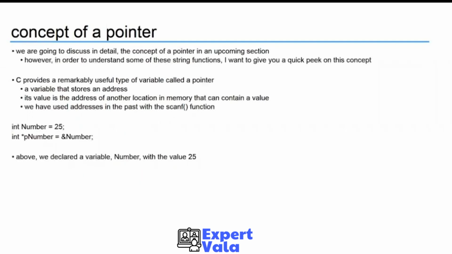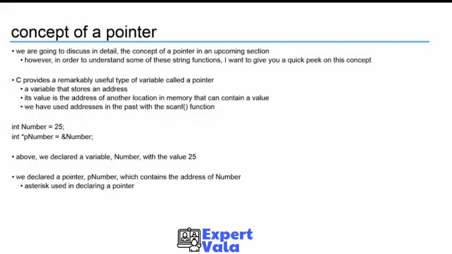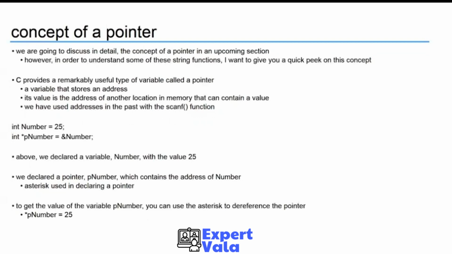So you are a little familiar with the address concept. Remember, with pointers, you create an int number, which is not a pointer, and it's equal to 25. But if you get the ampersand of it, which is the address of it, you can then assign it to a pointer. A pointer has a special syntax in C. The asterisk represents a pointer. So we declared a variable number with the value 25 and then we declared a pointer using the asterisk, pNumber, which contains the address of number. Again, the asterisk is used to declare the pointer. That's how you know it's a pointer data type. To get the value of the variable pNumber, because pNumber is what? It's a pointer. It's pointing to an address in memory.